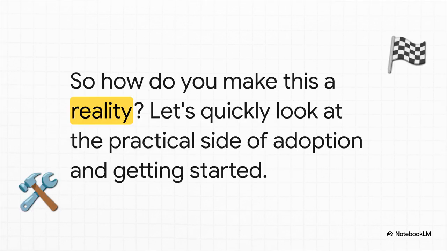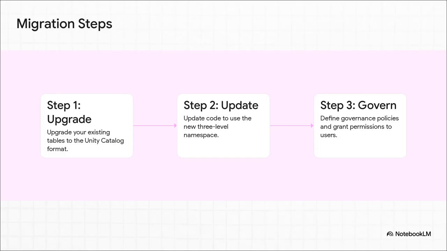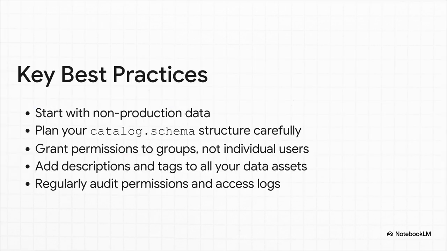Okay, so how do you actually put this into practice? Let's quickly go over getting started. A key concept to know is the difference between managed tables and external tables. And migrating from the older Hive metastore is a manageable 3-step process. To make sure you're successful, start small, plan your namespace, and give permissions to groups.